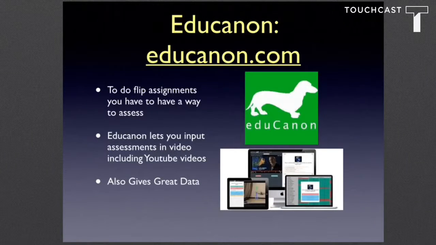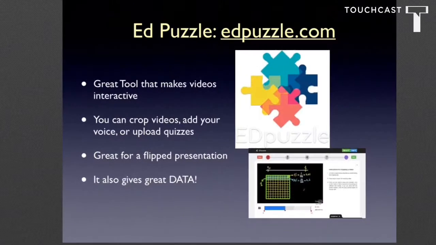Educanon. To do flipped assignments, you have to have a way to assess. Educanon basically lets you put questions into any type of video, including YouTube videos, and then it gives you great data from those. Edpuzzle is very similar to Educanon, but it gives you some other tools too. You can crop videos in it, and you can add your voice, which makes it really great. It's a great way to do assessments with flipped video.